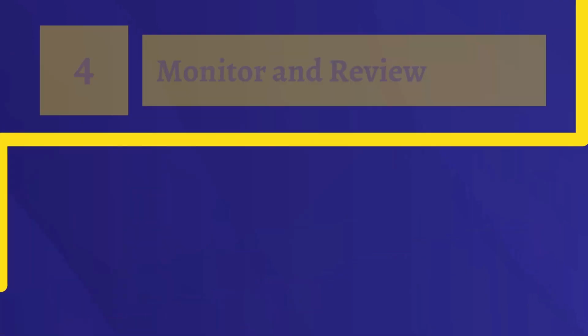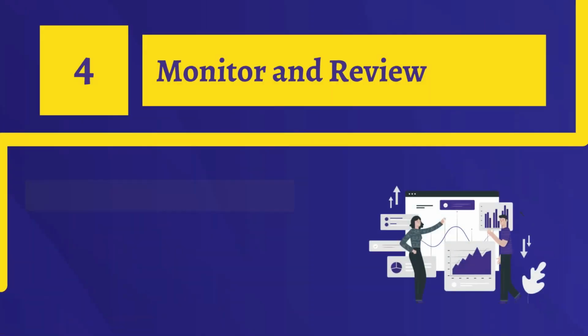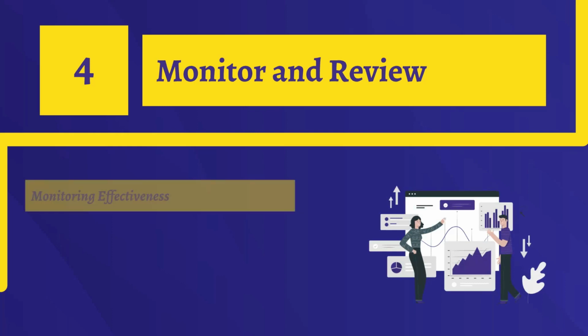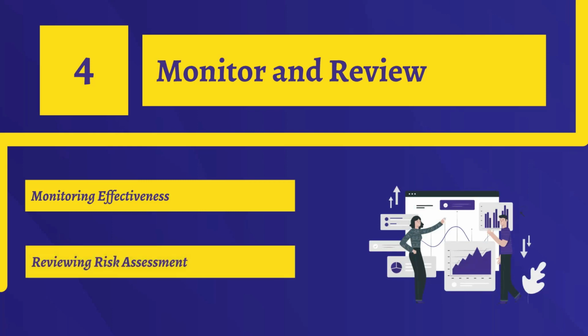Monitor and review. Monitoring effectiveness. Regularly monitor the effectiveness of the implemented control measures. Observe work practices, conduct safety audits, and gather employee feedback. Reviewing risk assessment. Periodically review the risk assessment to reflect any changes in the workplace, work practices, or regulatory requirements. Update the assessment as needed to ensure ongoing effectiveness.